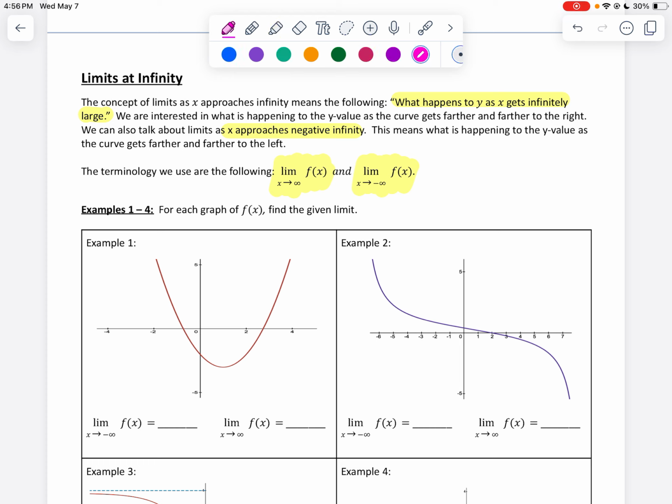Right, so if I have positive infinity, this is my right. If I have negative infinity, this is my left. Okay, so examples 1 through 4, it says for each graph of f of x, we have to go ahead and find the given limit.